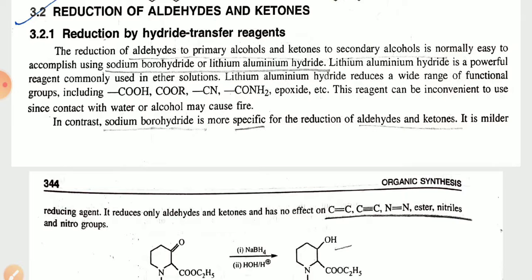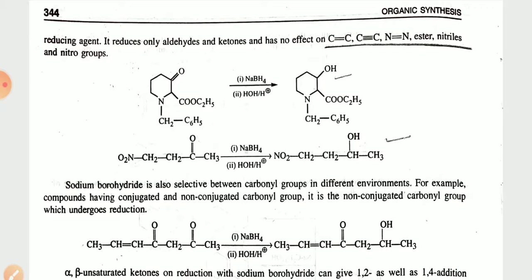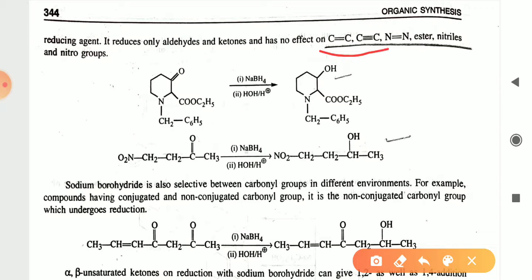Sodium borohydride is more specific for the reduction of aldehyde and ketone. It is a similar reducing agent. In the reduction of only aldehyde and ketone, it has no effect on carbon double bond, carbon triple bond, nitrogen double bond, ester, nitriles, and nitro groups.